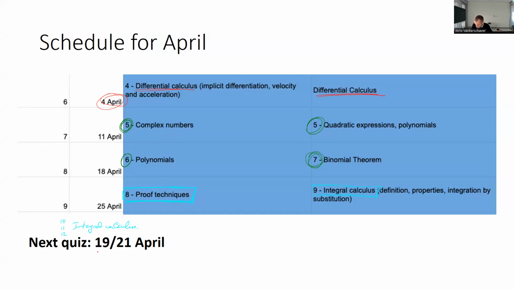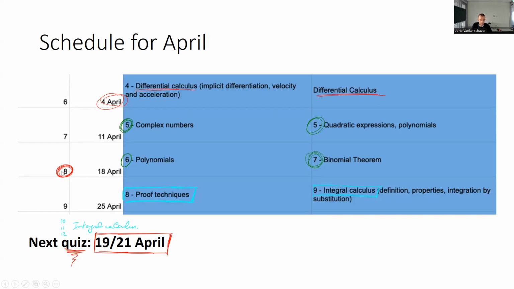I would also like to draw your attention to the next quiz. So we'll have another quiz, number 2. And that's going to take place on either the 19th or the 21st of April, depending on what session you are in. So it's going to be part of week 8. And the topics will be announced later, but we'll cover coordinate geometry for sure, limits and continuity, and maybe a little bit of differentiation, but we'll communicate closer to the final date.